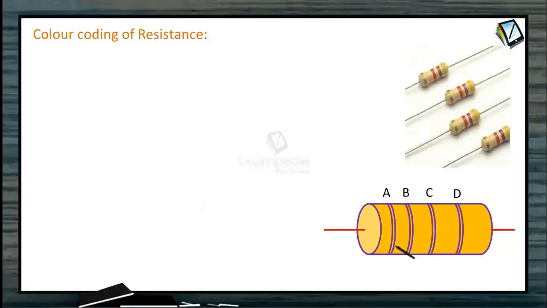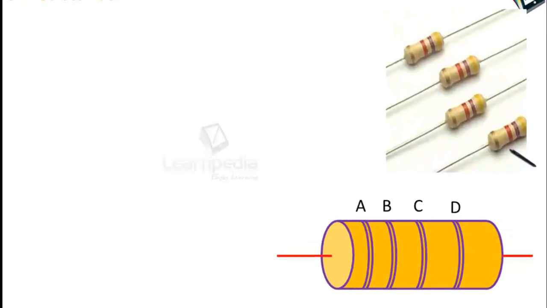Color coding of resistance. These are the resistances shown in the figure. They have some color coding on them. To know the value of resistance, color codes are used. These codes are printed in the form of sets of rings or strips as shown here. By reading the value of color bands, we can estimate the value of resistances.